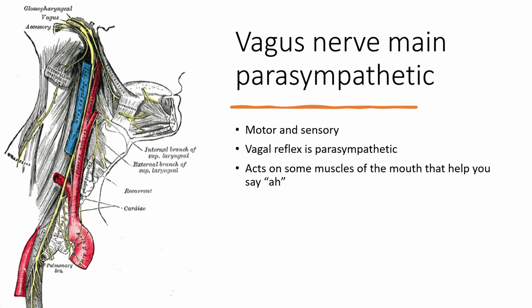And so the vagus nerve is a main parasympathetic nerve, and it is involved in the vagal reflex, which is a parasympathetic reflex. Parasympathetics is the opposite of sympathetics. So if sympathetics helps you move, parasympathetics will help you relax. It's also involved in moving some of the muscles of the tongue. And so the way a lot of times it can be checked is just by having someone say, ah.